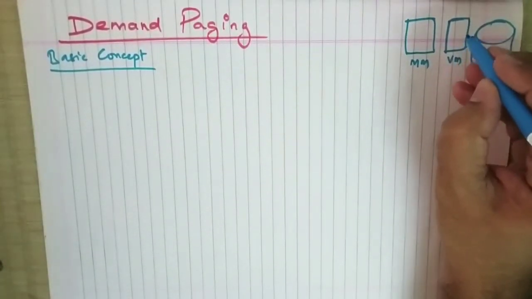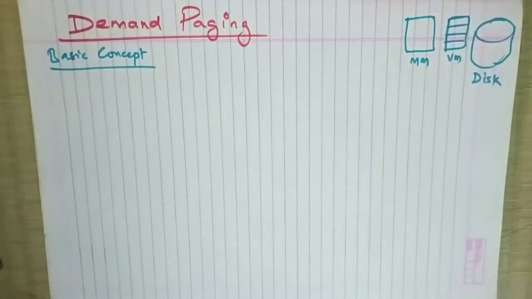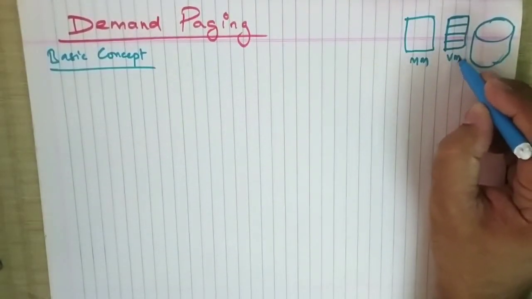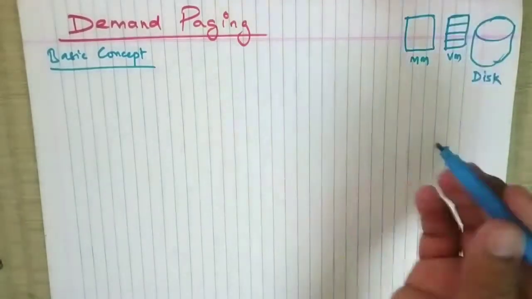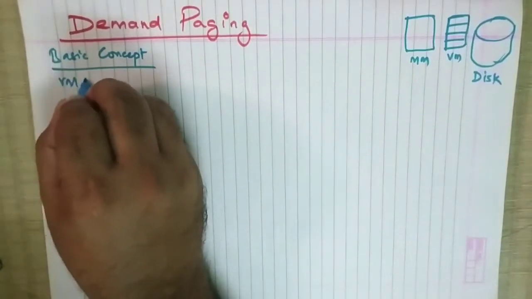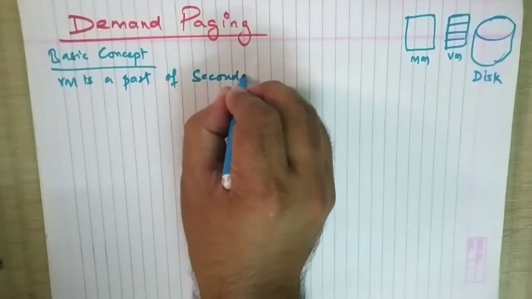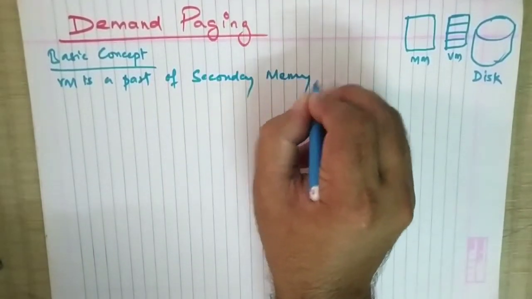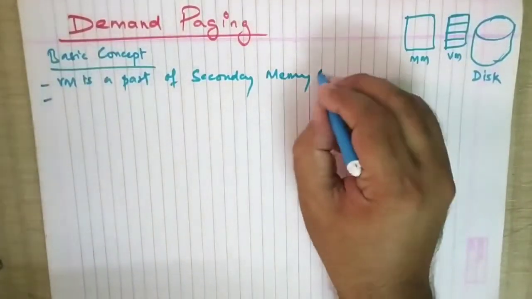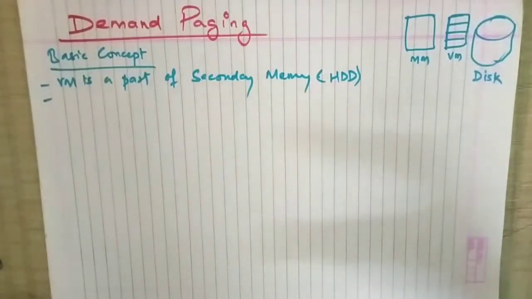Your virtual memory will be divided into a number of pages. Here we are using the paging system, demand paging, so we divide the virtual memory into a number of pages. We'll see that later. Basically, virtual memory is a part of secondary memory, the hard disk, and its purpose is to enlarge the address space.